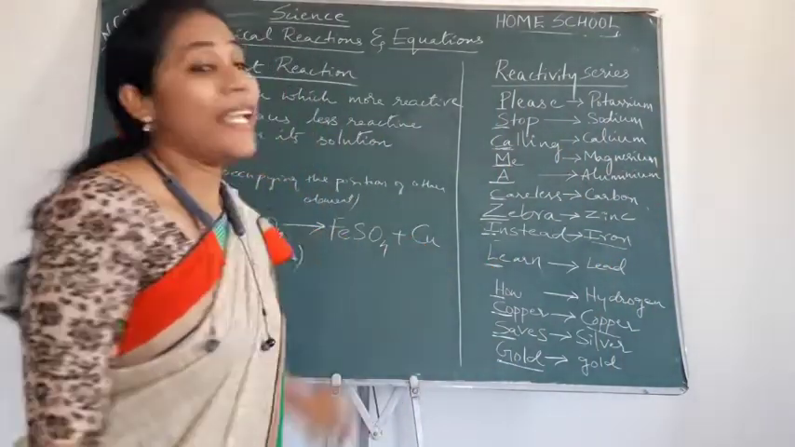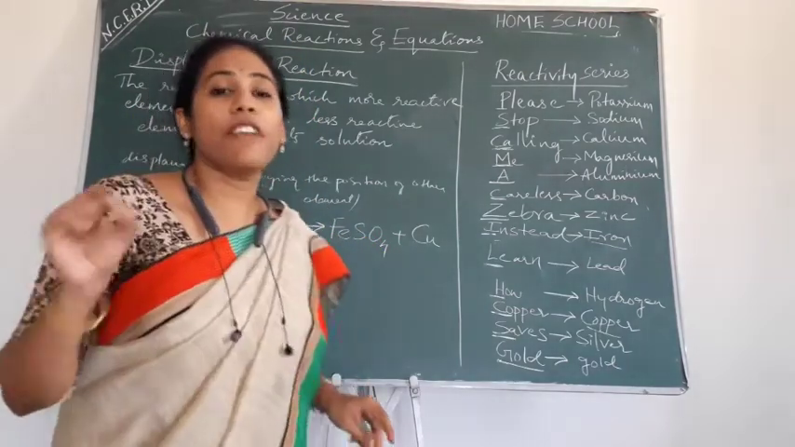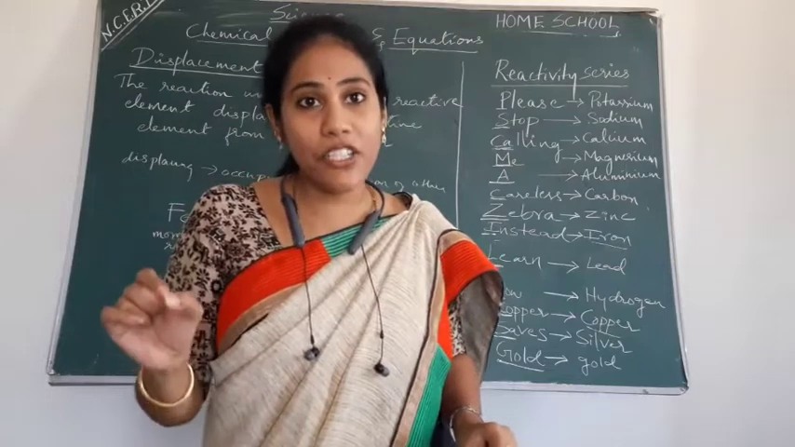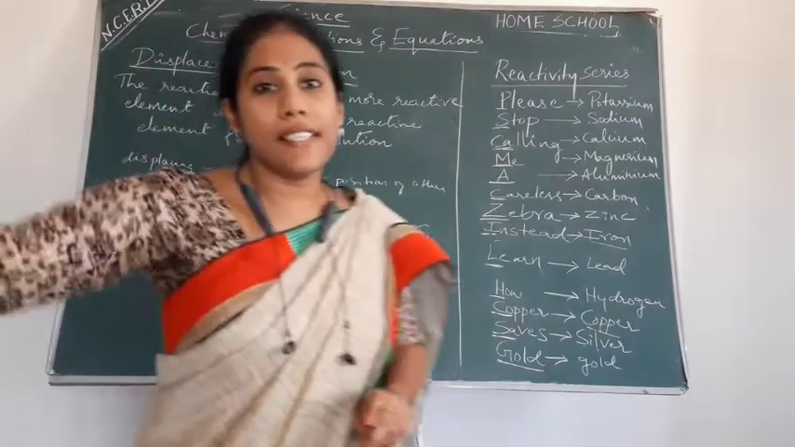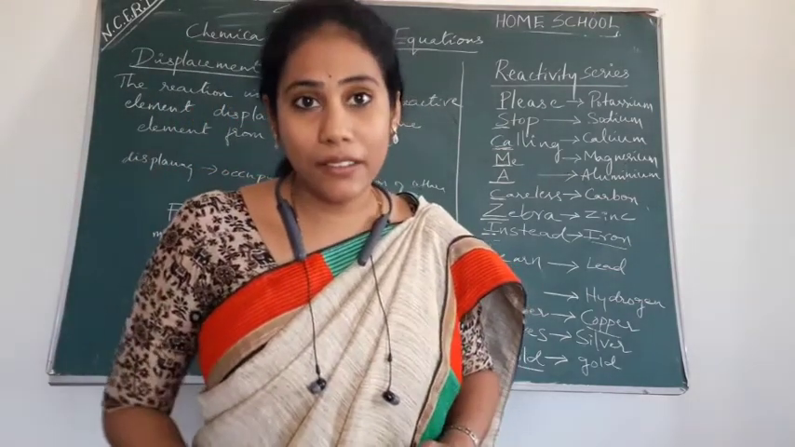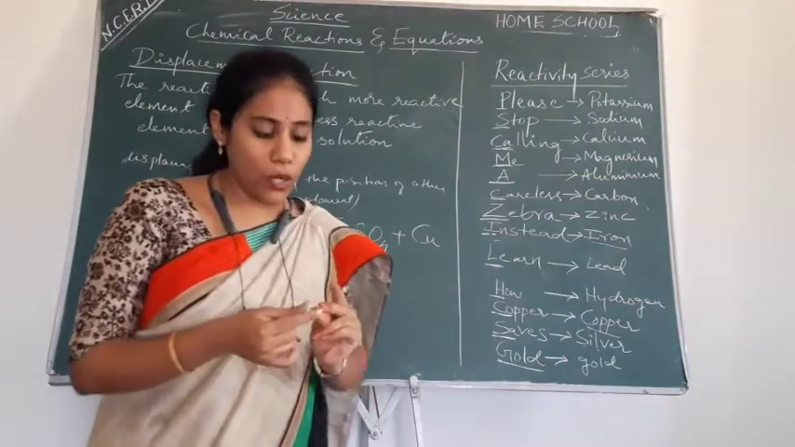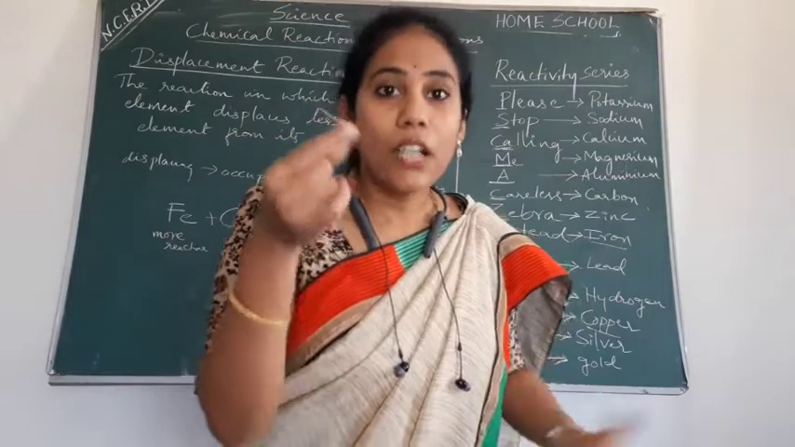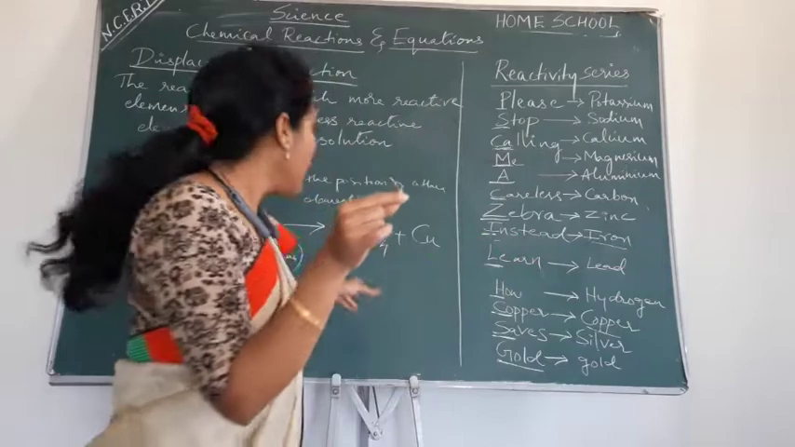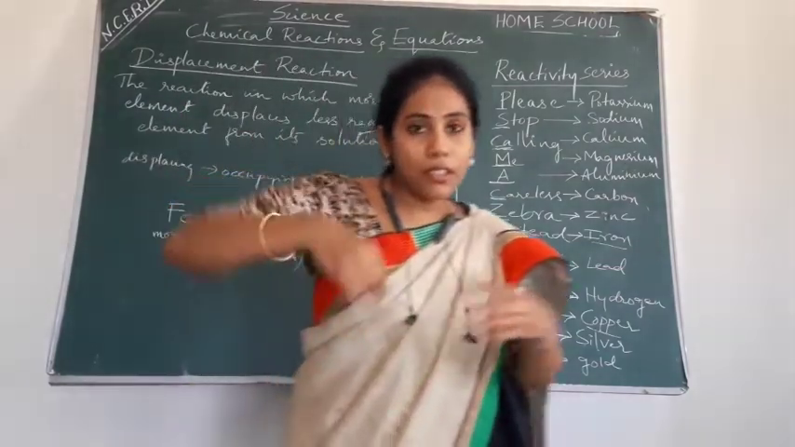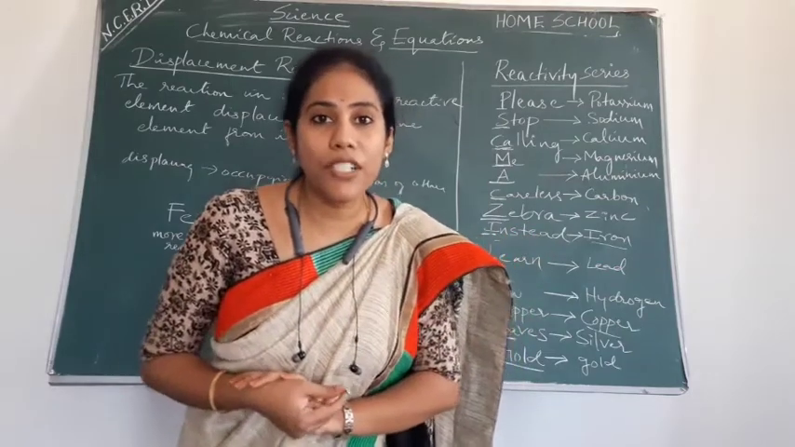This is a very important example. Based on this particular example, questions can be asked. They'll ask questions like, how did the copper sulfate blue color disappear? What happened? And how do you get copper? What is deposited on a nail? Copper is deposited on a nail. Yes or no? Why did the blue color of the copper sulfate solution disappear?